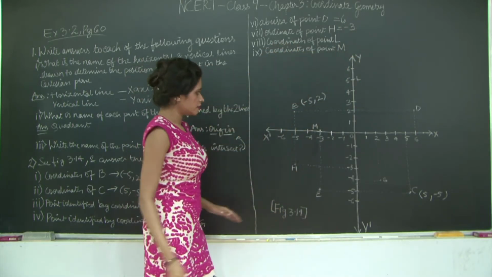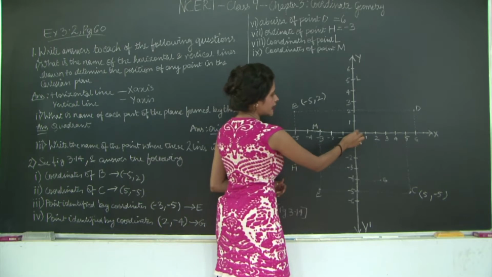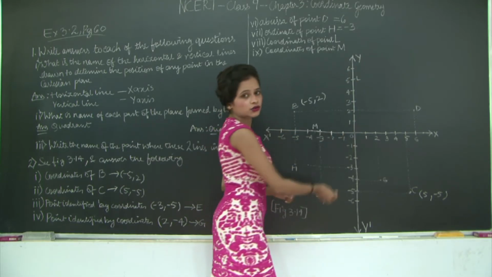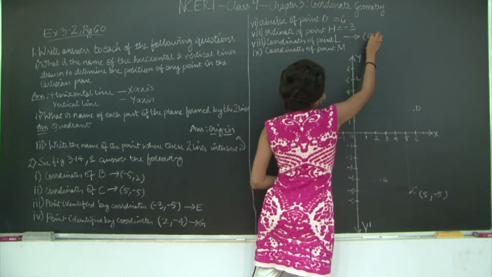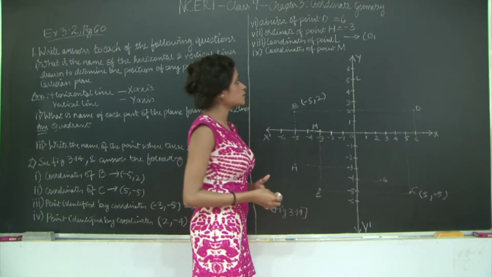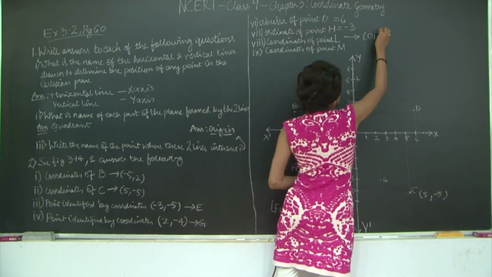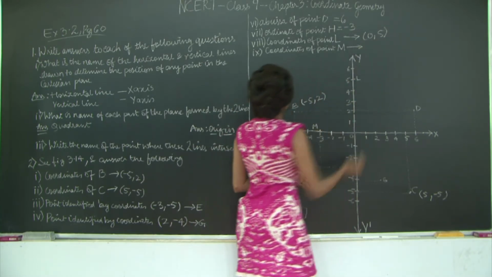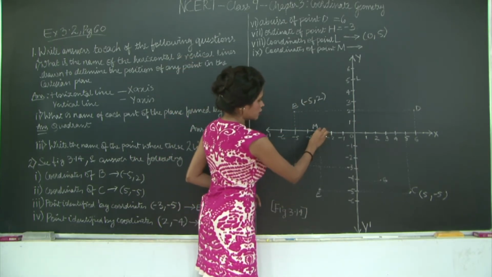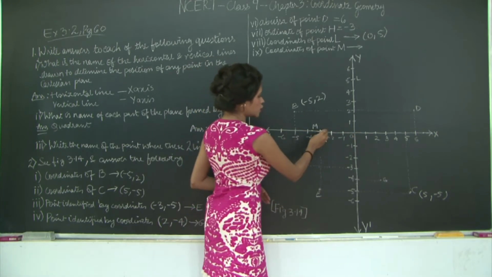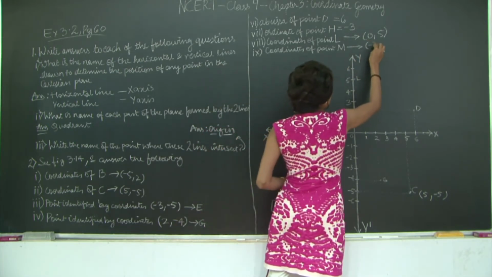Coordinates of point L. Where is point L? Point L is here. So, if you see, this is lying on the y axis, therefore, the x coordinate is going to be 0. Any point lying on the y axis, the x coordinate is going to be 0. So, 0 and the y coordinate, which is 5. And finally, the last one, coordinates of point M. So, point M is here. It is lying on my x axis. So, the y coordinate is going to be 0 and the x coordinate is minus 3. So, minus 3 comma 0.